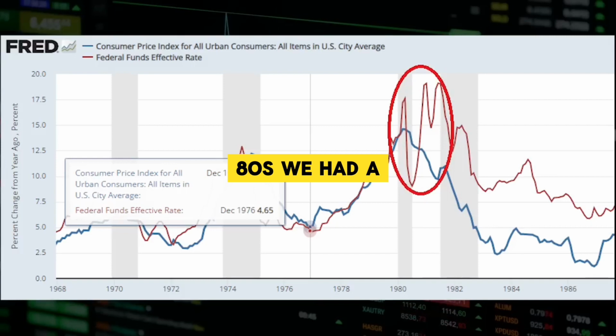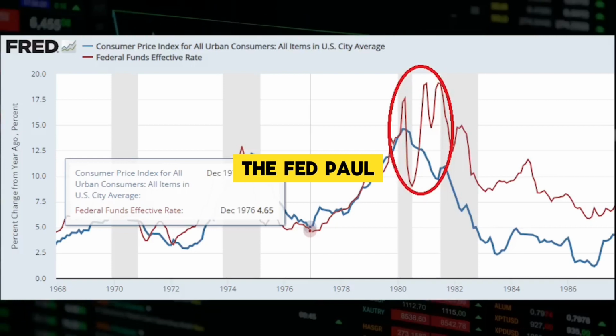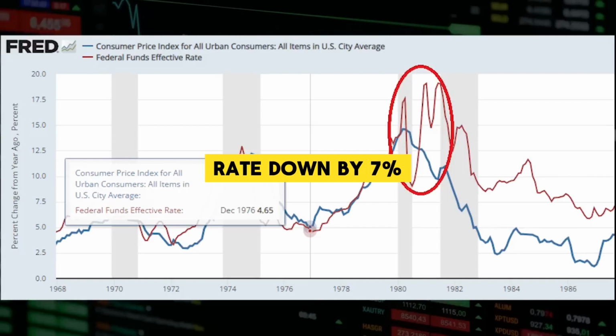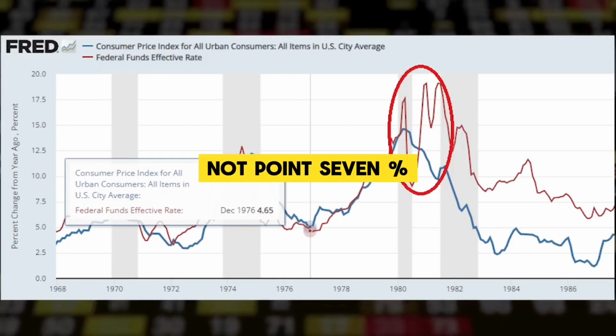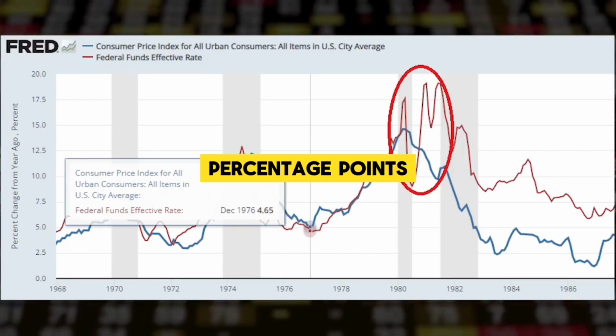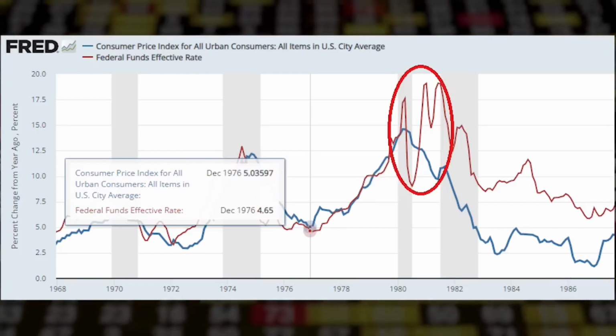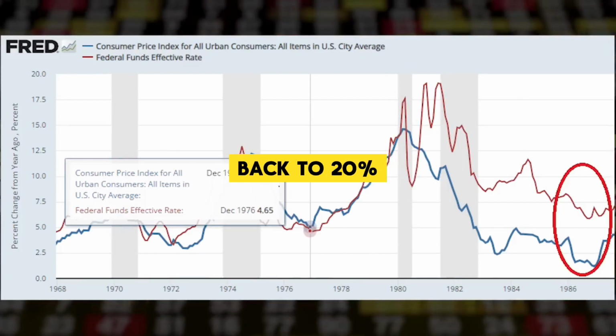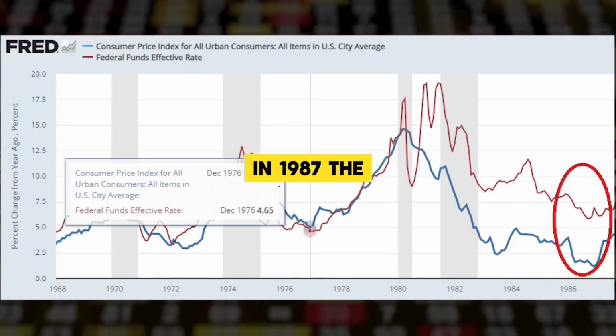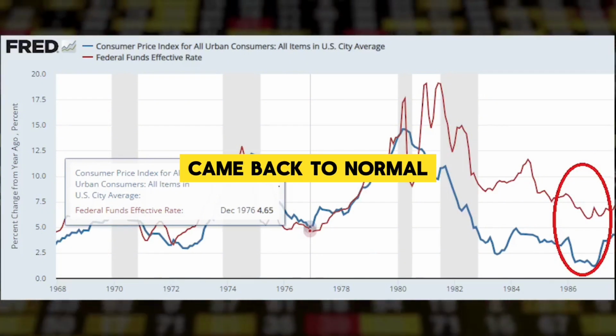Back in the 80s, we had a recession, and the chairman of the Fed, Paul Volcker, had to cut the interest rate down by 7%. Not 0.7%, but 7 full percentage points. He cut the interest rate from 17% to around 10%. And after that pivot, he raised it back to 20%. And 3 years later, in 1987, the rates finally came back to normal.